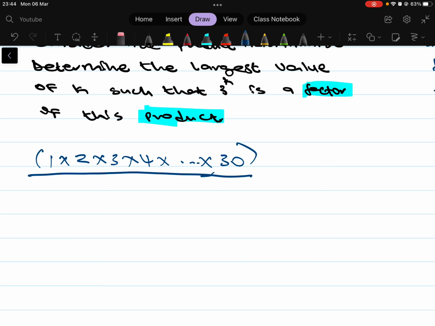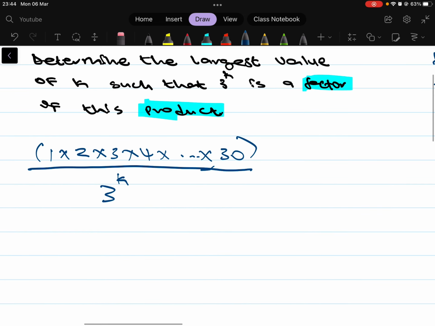So suppose now we have 3 exponent k. So 3 exponent k is a factor of this whole product. Like I said, if it's going to be a factor of this product, whatever value you substitute for k, we must be able to ultimately cancel the denominator with some of the values in the product.